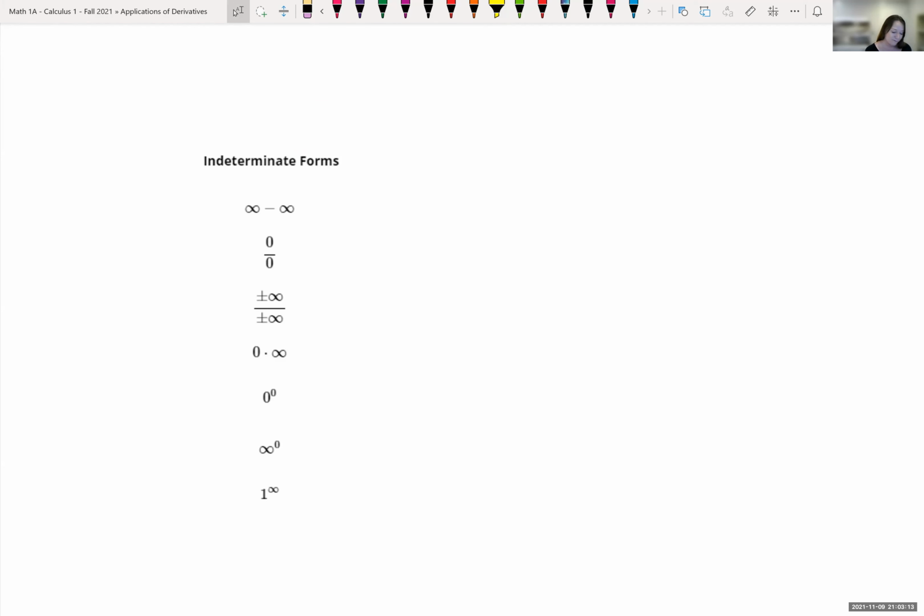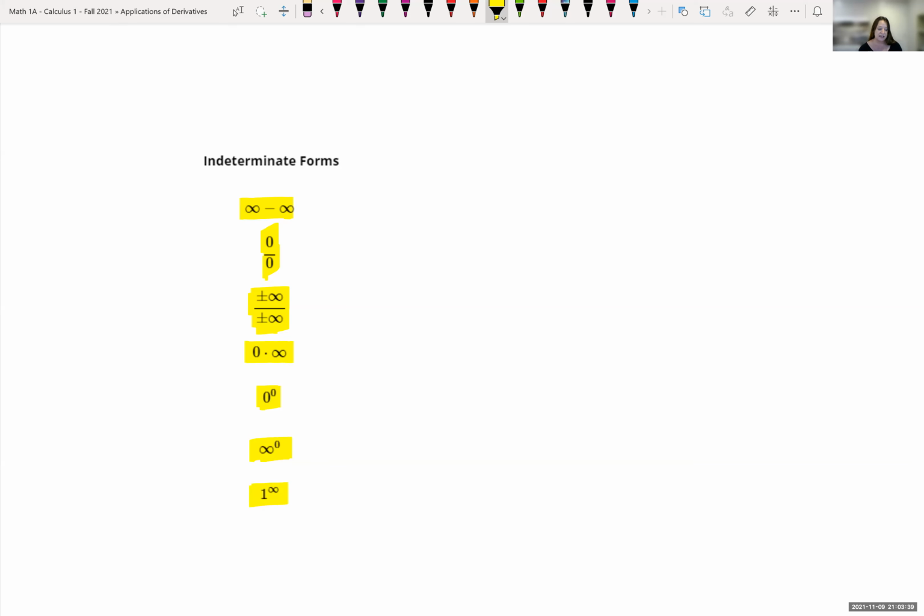These are all indeterminate forms. Negative infinity over infinity would be an indeterminate form. We just saw 0 over 0 and infinity over infinity plus or minus. If we had something like 0 times infinity, that's an indeterminate form, or 0 raised to the 0 power is another indeterminate form. Infinity raised to the 0 power and 1 raised to infinity.